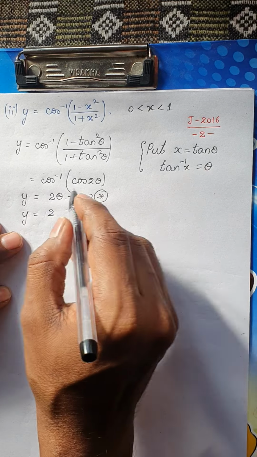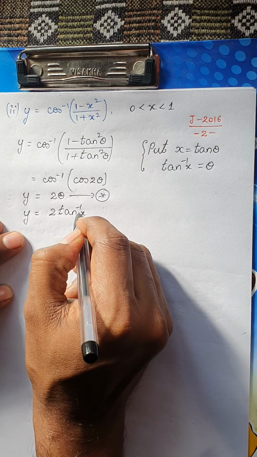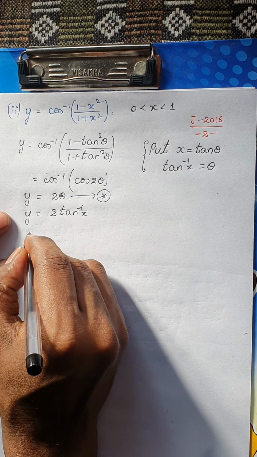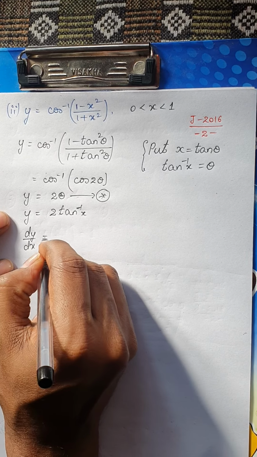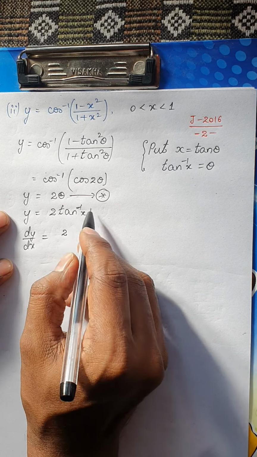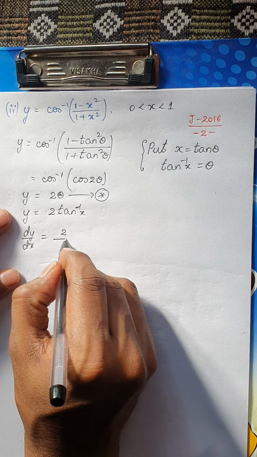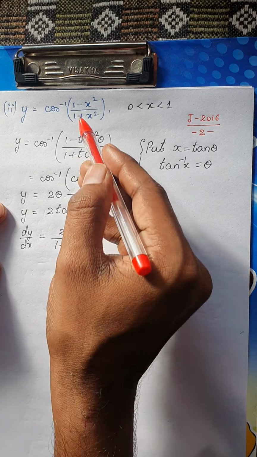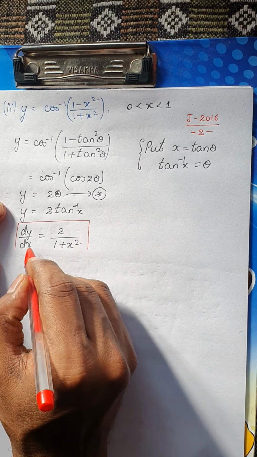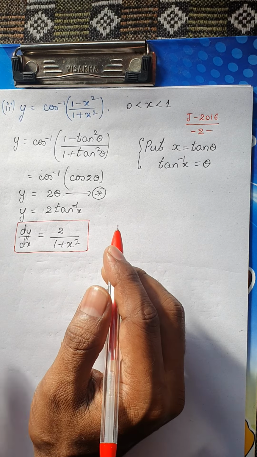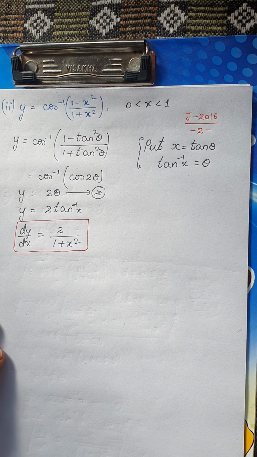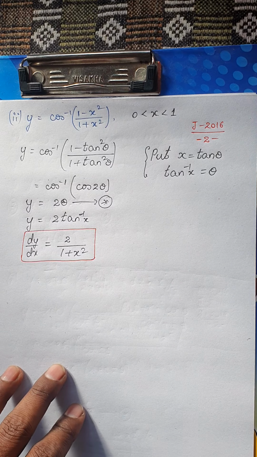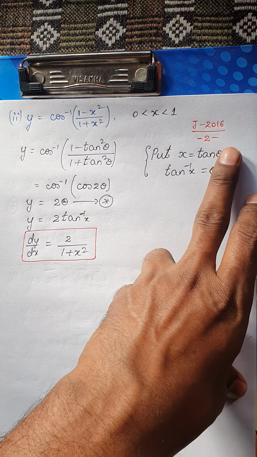Or else substitute back for theta. So y will be 2 times, what is theta? Theta is tan inverse x. Consider this equation. Now if you differentiate this, I get dy by dx is equal to the constant multiplied by the derivative of tan inverse x. We all know the derivative of tan inverse x is 1 divided by 1 plus x square. So the derivative of the given function is 2 divided by 1 plus x square. If you are thorough with the basic trigonometric identities and the concept of inverse trigonometric functions, this is very easy. This was asked in one of the exams for 2 marks.